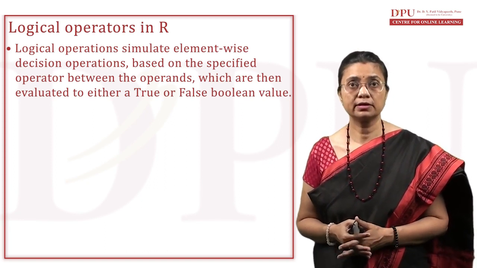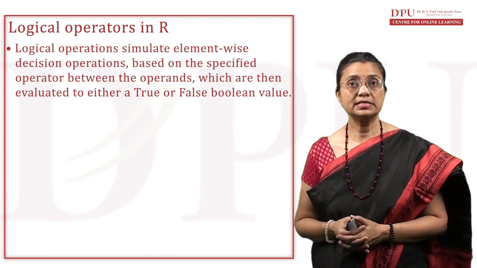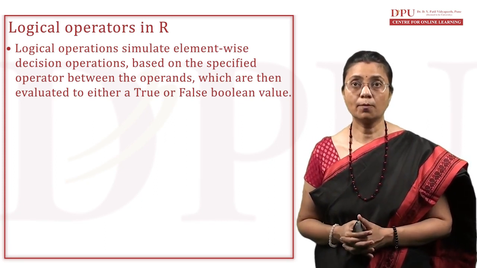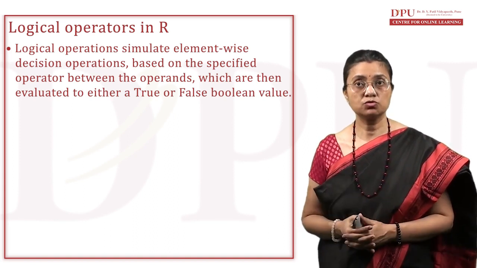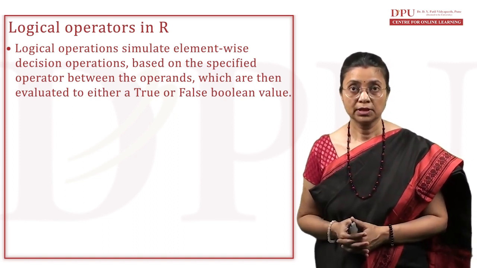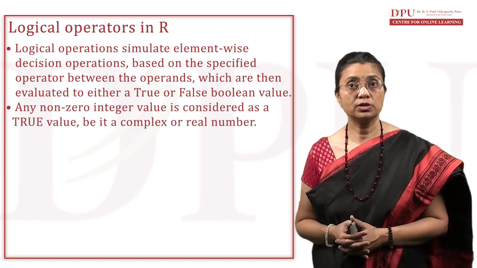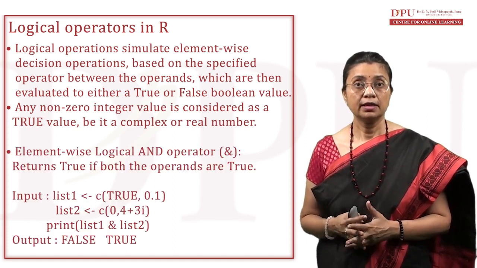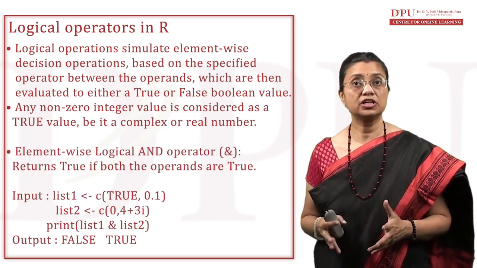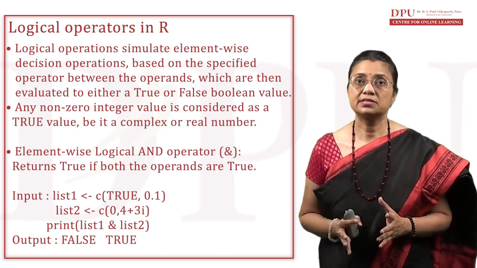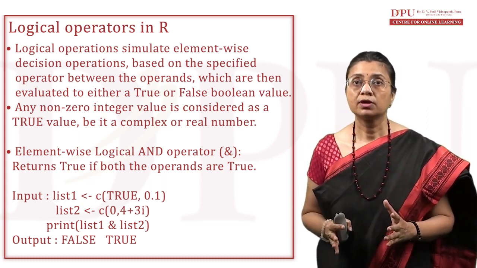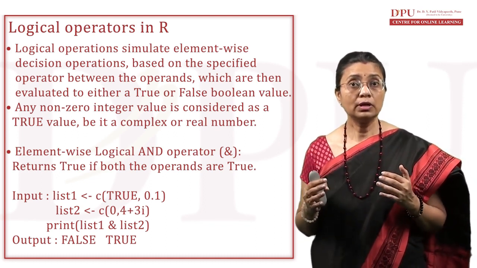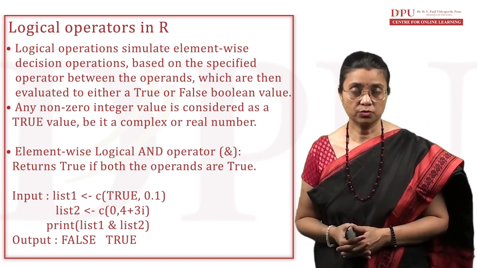So you can see over here, logical operations simulate element-wise decision operations based on the specified operator between the operands, which are then evaluated to either a true or a false value. Any non-zero value is considered a true value, be it a complex or real number. Now let's have a look at the element-wise logical AND operator. This operator will return true only if both the conditions are true.